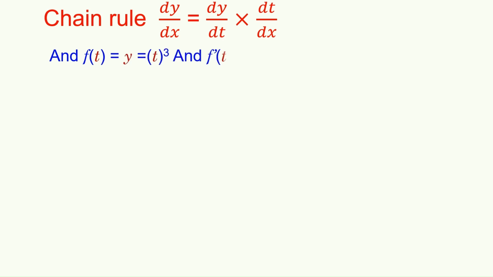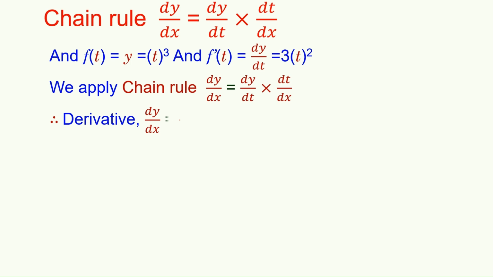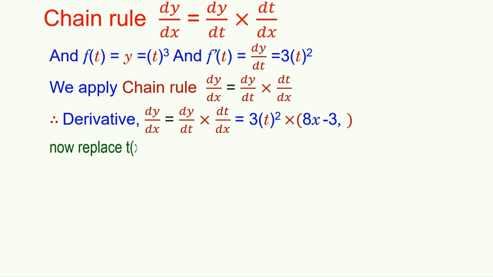And the function of t equals y equals t to the power of 3, and f dashed t equals dy/dt equals 3 times t squared. We apply the chain rule. dy/dx equals dy/dt times dt/dx. Therefore the derivative dy/dx equals dy/dt times dt/dx equals 3t squared times (8x minus 3).